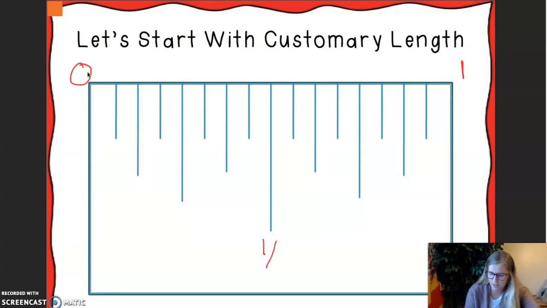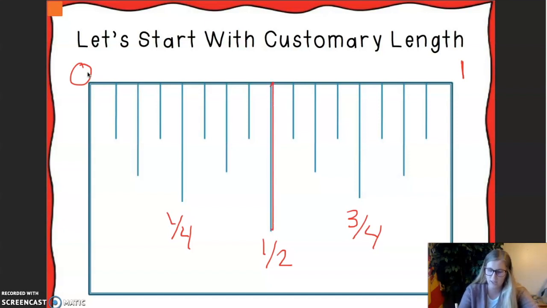This big long line is going to be our half. This one right here, the next 2 lines that are the same length, the next biggest one, are going to be our fourth mark. So the first one's going to be our 1/4 mark, and the next one's going to be our 3/4 mark, not our 2/4 mark, because 2/4 is equal to 1/2, so our 2/4 mark is still that 1/2. Our next lines, we're just going to break it in half again.